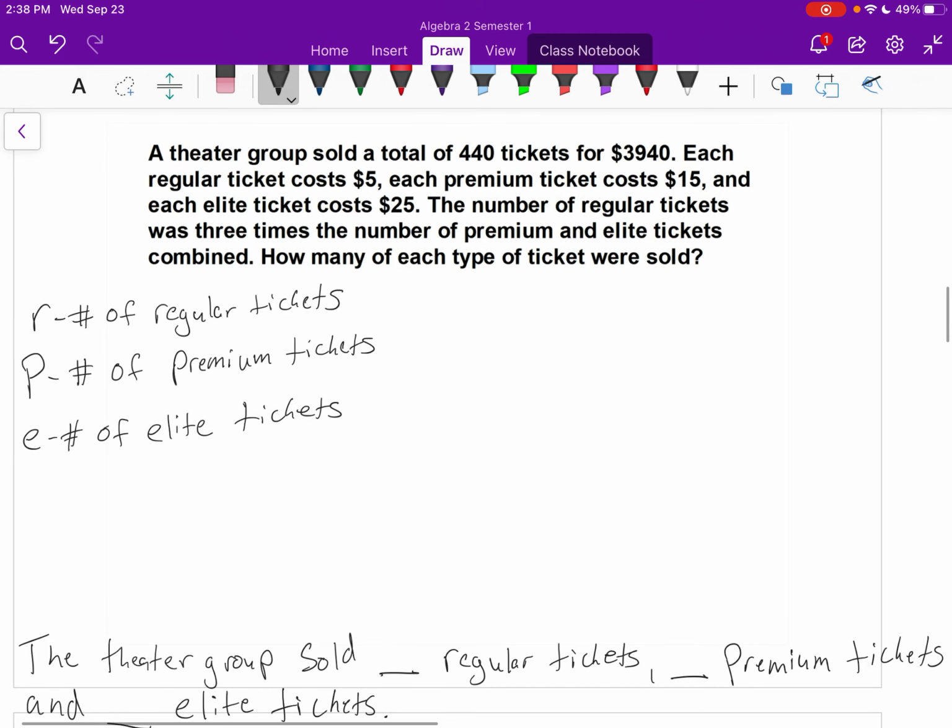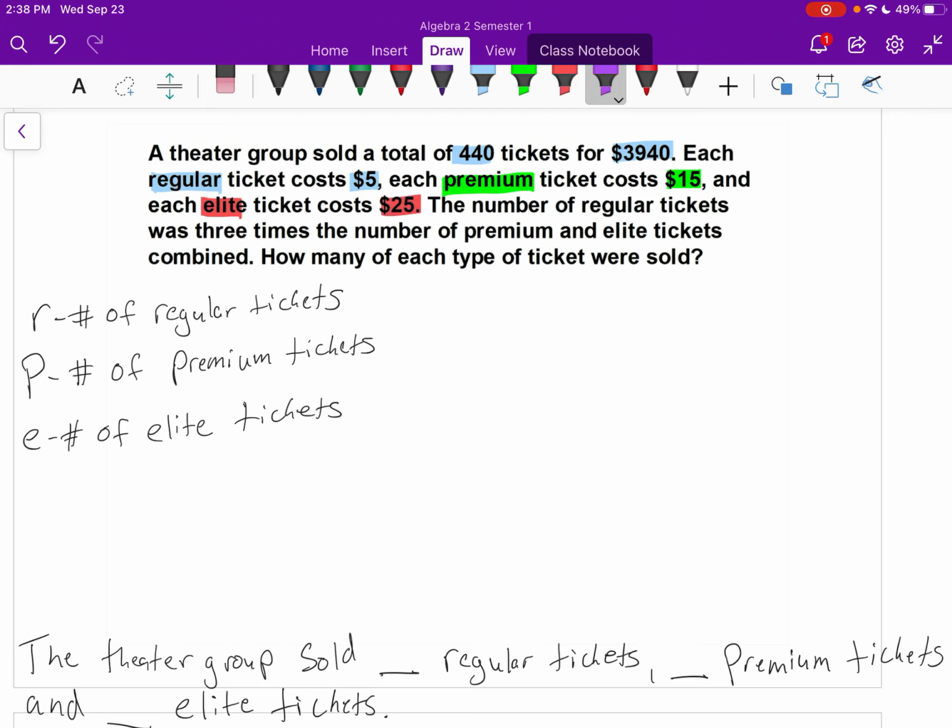All right, so now moving on, looking at word problems dealing with three equations. Okay, first one: a theater group sold a total of 440 tickets. Again, we're going to go through and highlight our important information, and they got $3,940 from those 440 tickets. Think about those as totals, so we have two totals in that case. Now, each regular ticket cost $5. So regular was 5. Premium tickets cost 15. And finally, elite tickets cost 25.